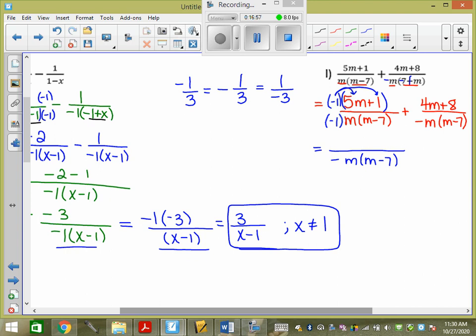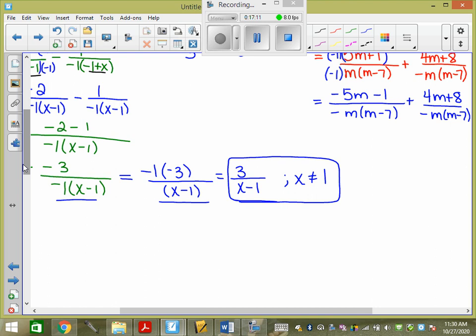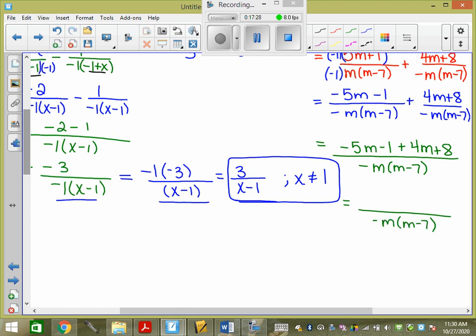So we're going to get negative 5m minus 1 plus 4m plus 8 over negative m minus 7. Now I have common denominators. So I can go negative m minus 7. And on the top I get negative 5m minus 1 plus 4m plus 8. Then I'm going to collect like terms. Negative 5m plus 4m is negative m. Negative 1 plus 8, positive 7.